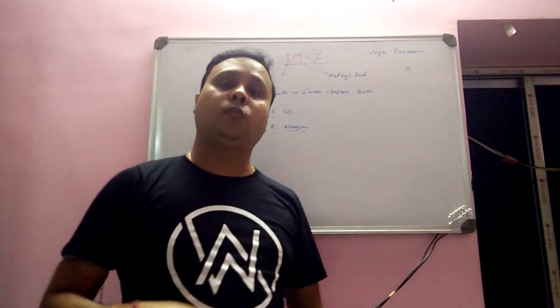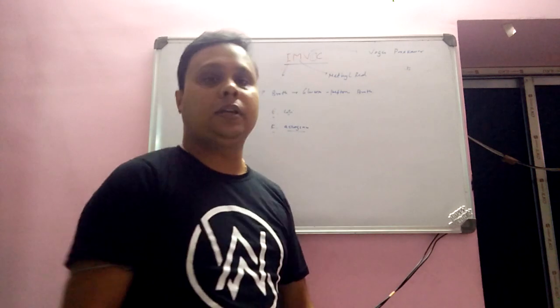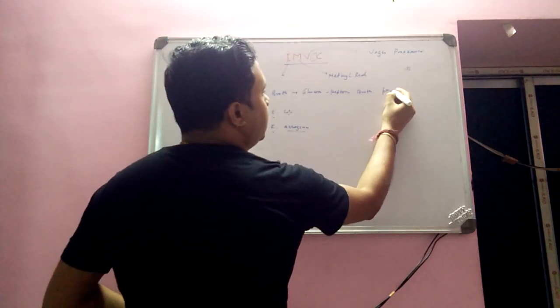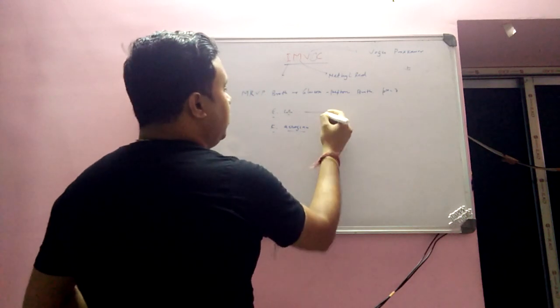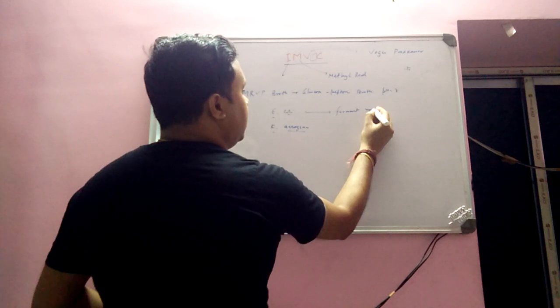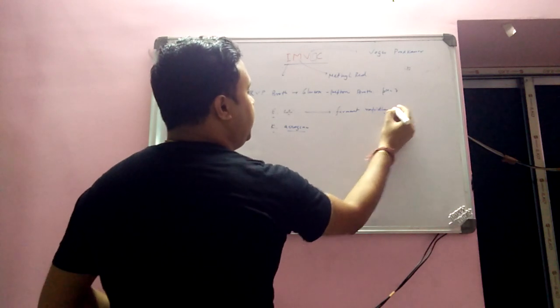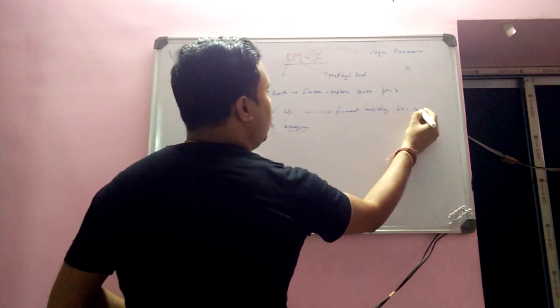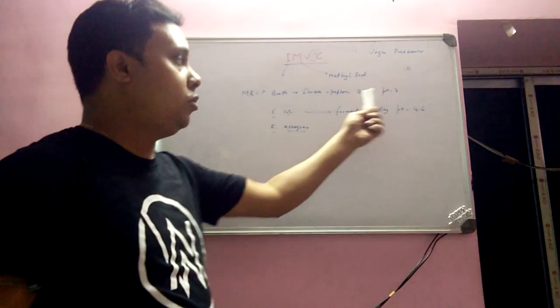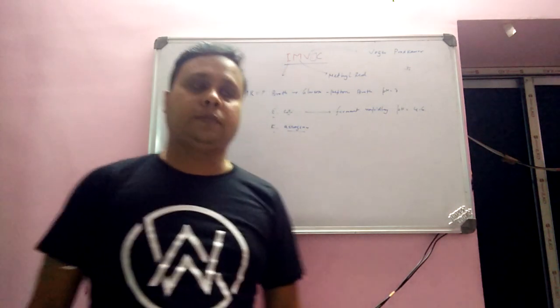E. coli produces more acid, which decreases the pH from 7. So the initial pH of the media was 7. For E. coli, it ferments rapidly, so the pH decreases ultimately to 4.6. The pH decreases from 7 to 4.6 because it produces much more acid.